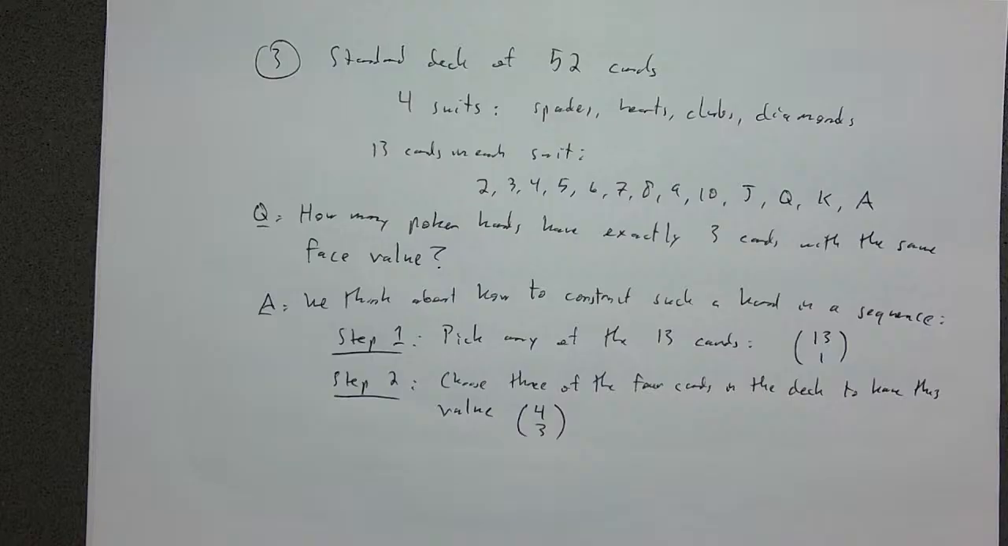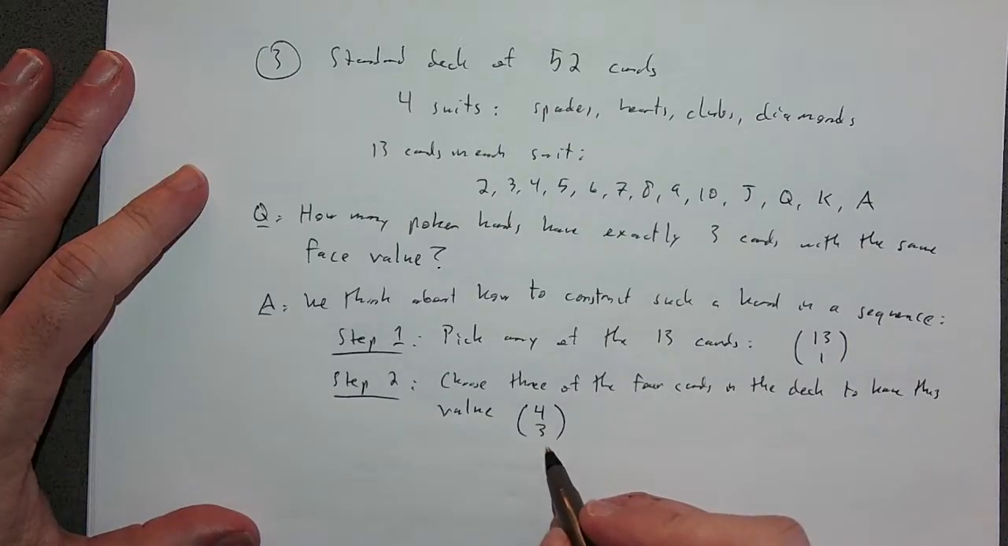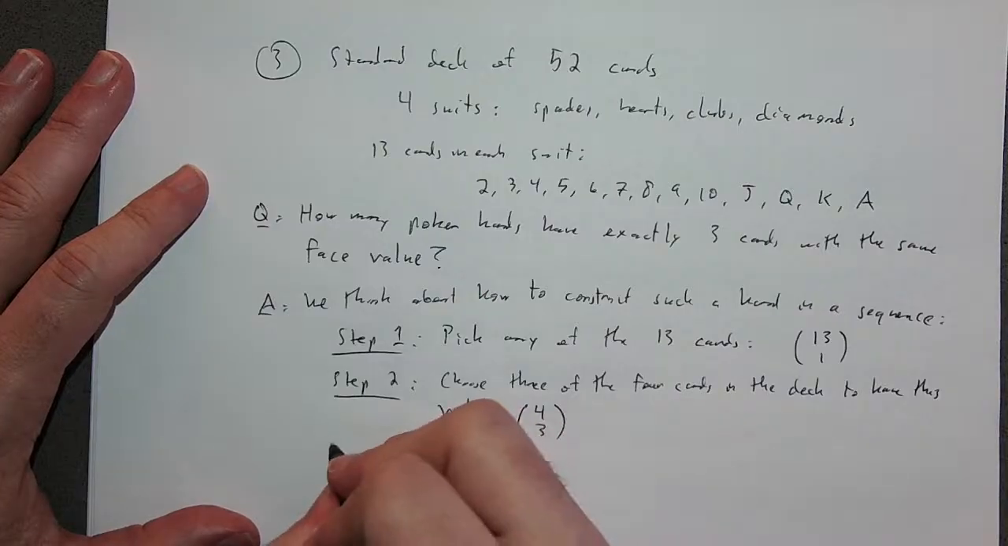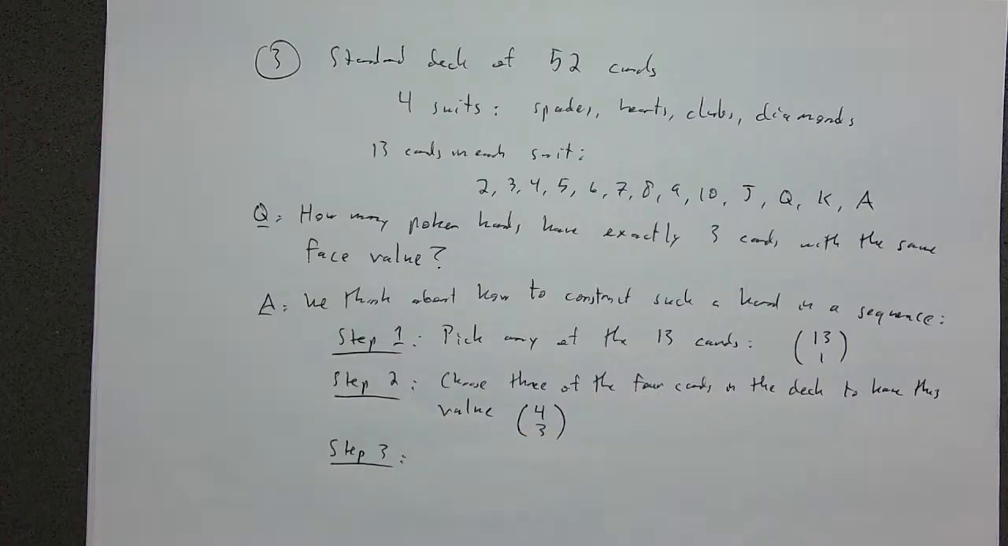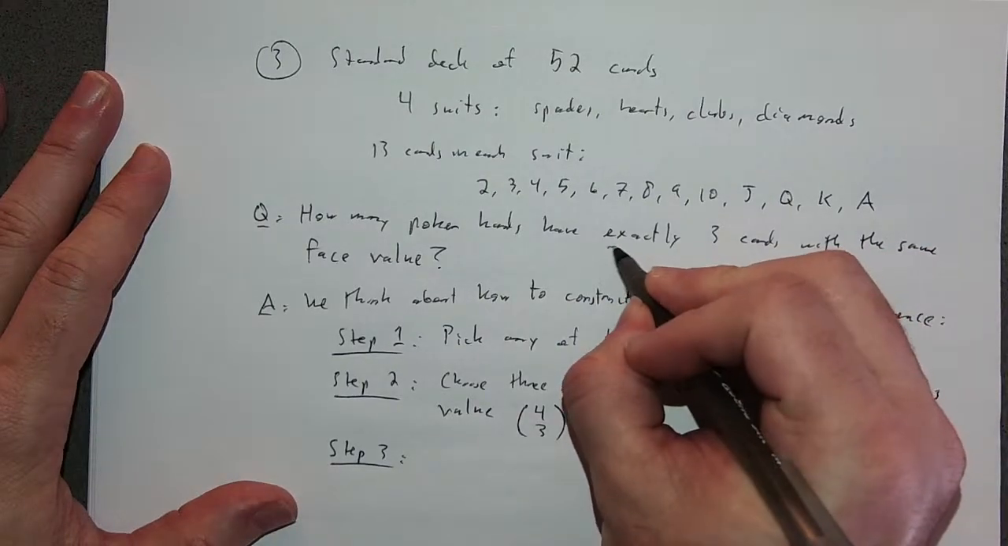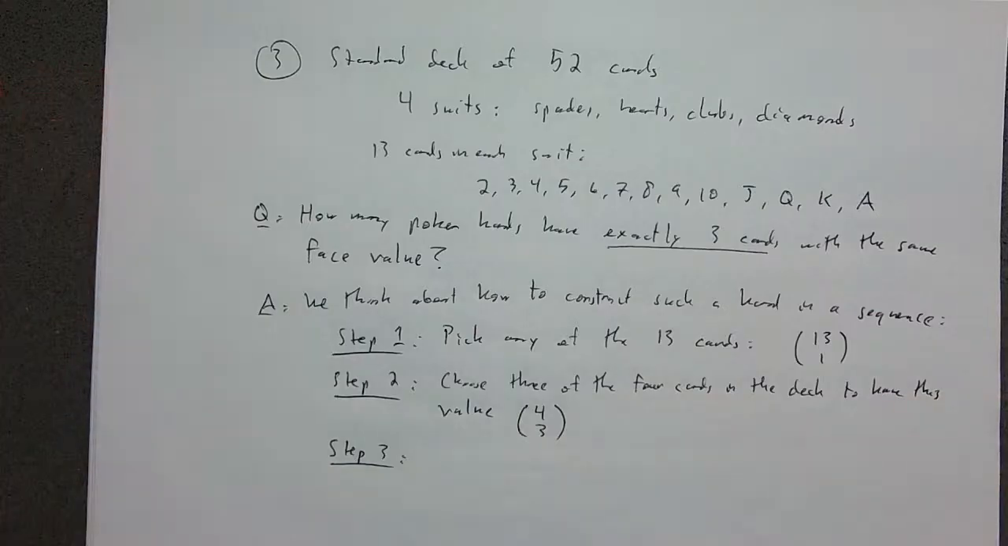So that nails down 3 cards in my 5-card hand. And in step 3, I have a 5-card hand I'm constructing, and I've nailed down 3 of them. They need to be the same face value, but the other 2 can be anything. Well, they can't exactly be anything because I said exactly 3 cards. So they can be anything except the 4th card in that set. These need to have a different face value.